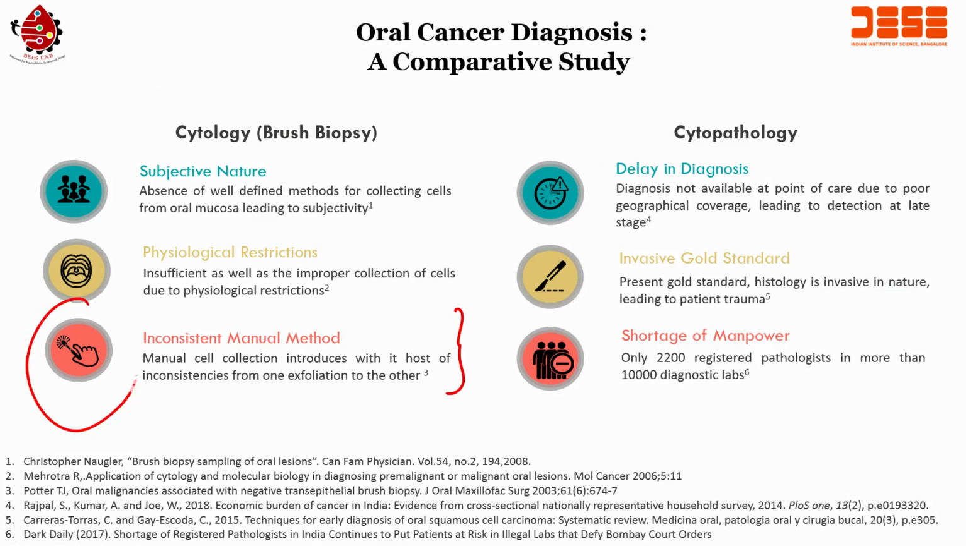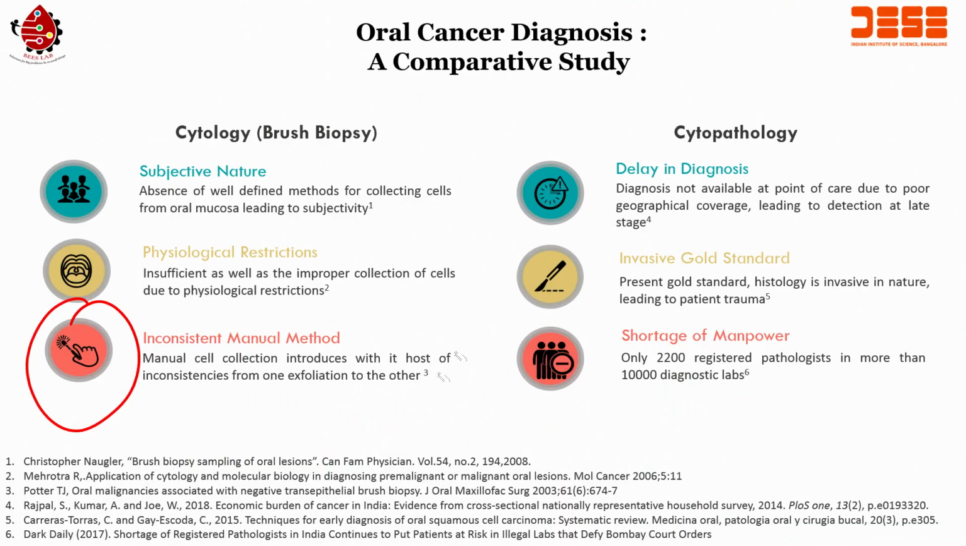So, if one person takes the cells from the mouth, and a second person, who is again a trained physician, takes the cells from the mouth, there is an inconsistency in the cells collected using the manual method. So, what we want is that every time you collect cells from the mouth, it should be uniform. If there is a variation in the number of cells, fewer or more, that is not good. So, the manual method has some kind of restriction.